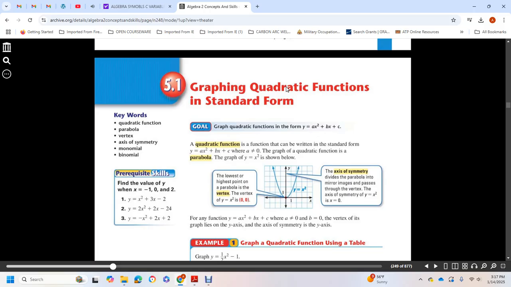The lowest or highest point on the parabola is the vertex. The vertex of y equals x squared is (0, 0), or the origin. The axis of symmetry divides the parabola into mirror images and passes through the vertex. The axis of symmetry of y equals x squared is x equals 0. For the function y equals ax squared plus bx plus c where a is not equal to 0 and b is equal to 0, the vertex lies on the y-axis and the graph is symmetric to the y-axis.